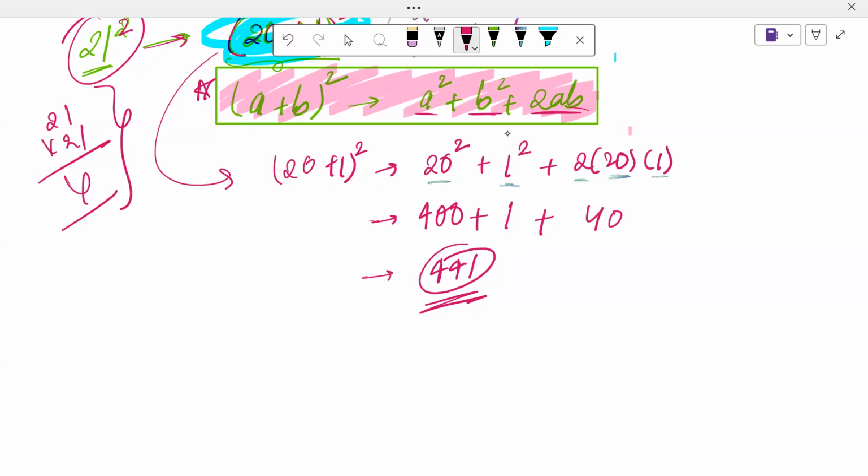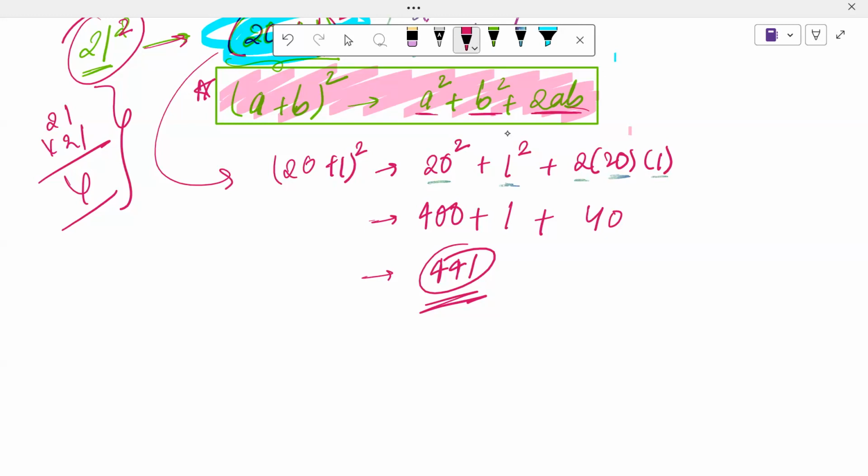Is that what you're trying to ask? No, ma'am, I was asking, is this formula important or can we do the normal way by multiplying the same number? No, see, right now our main concern is to learn a few more ways through which we can find the squares. Okay, so you have 21 square.